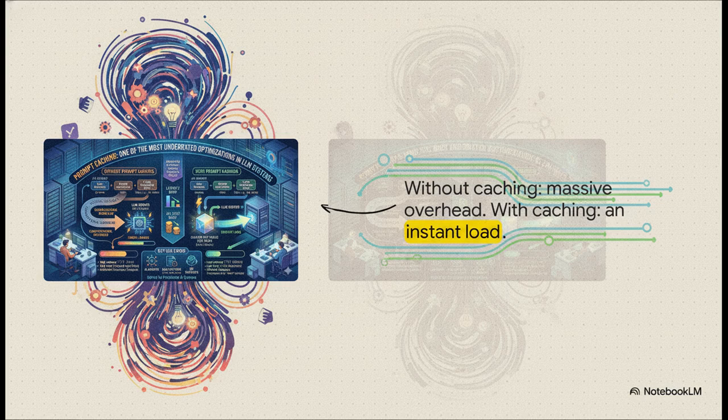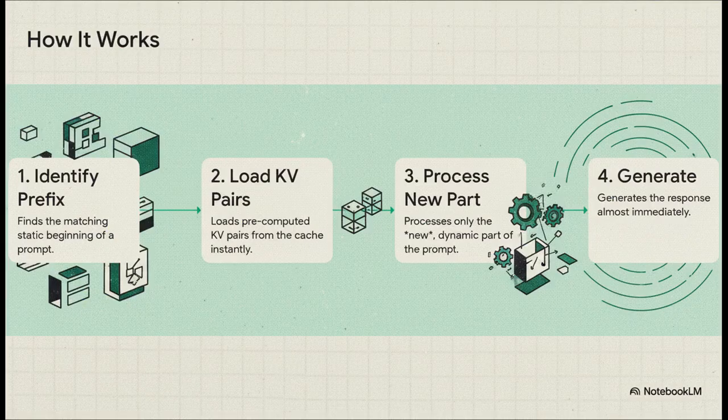Look at the without caching side. Every single request is this huge heavy lift. It's a ton of redundant work. But then you look at the with caching side, and it's just this quick, instant load of the work you've already done. That's what slashes the latency and the cost. So let's break down how this works. It's actually really straightforward. First, the system looks at your prompt and finds the part that's always the same, the static beginning.